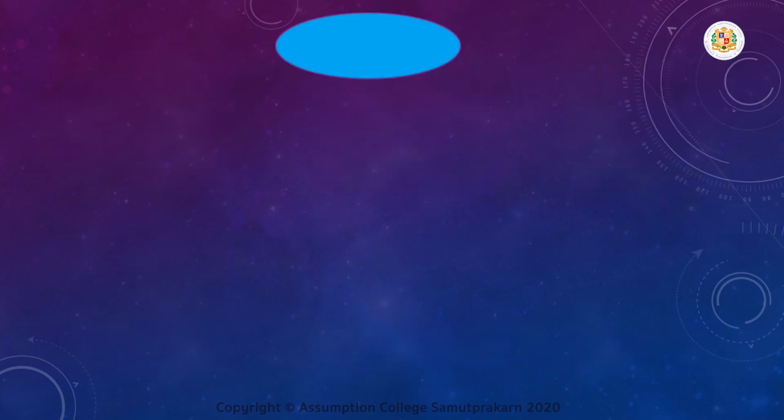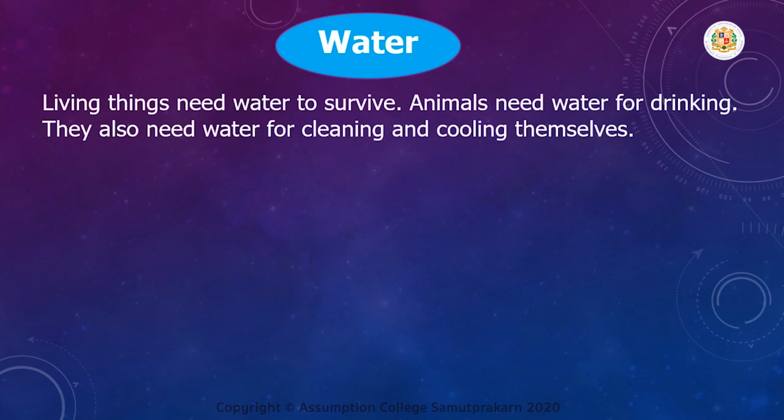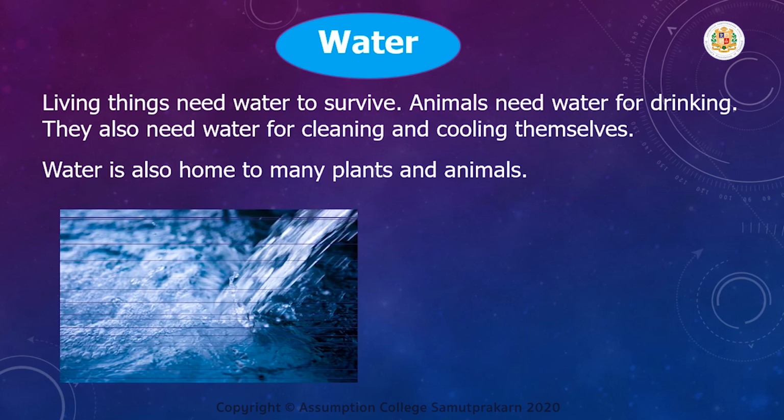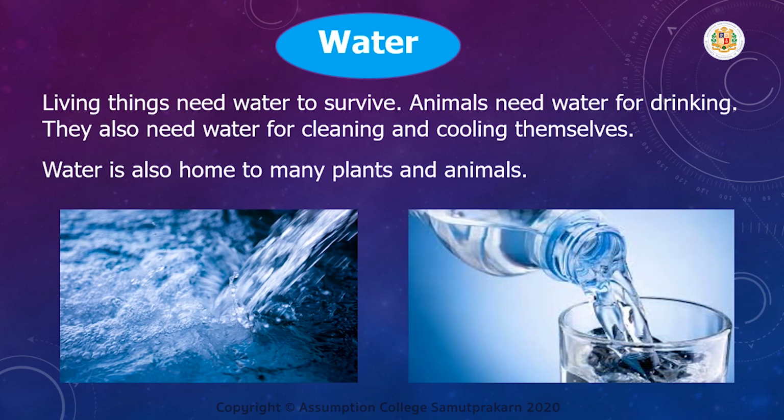Now the first basic thing is food. Next is water. Living things need water to survive. Animals need water for drinking. They also need water for cleaning and cooling themselves. Water is also home to many plants and animals. This is water. We cannot live without water for a week.